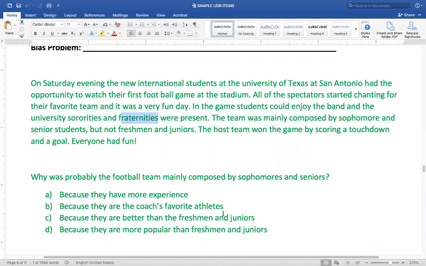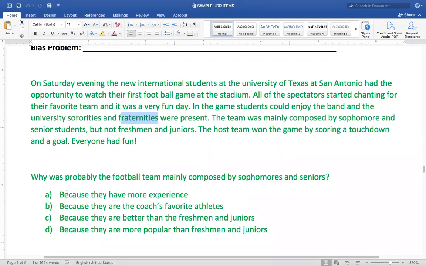For instance, let me give you another example. When I first moved to the US and I started teaching in a high school, I didn't really know these classifications. I was not familiar. Why? Because I was born in Mexico, and in Mexico, we don't have these classifications, right? Also notice this sentence. The team was mainly composed by sophomore and senior students, but not freshmen and juniors.